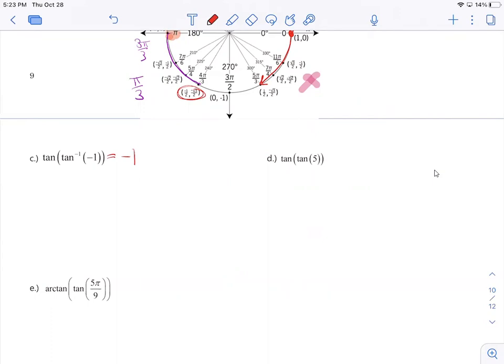And again, another error. This is inverse tangent. So let me go ahead and just rewrite this. Tangent composed with inverse tangent.